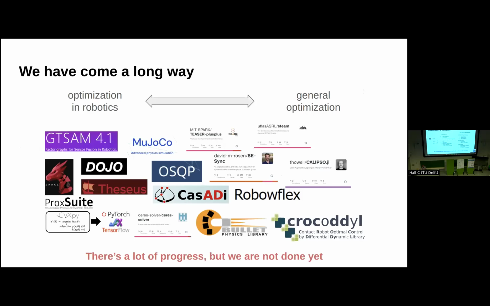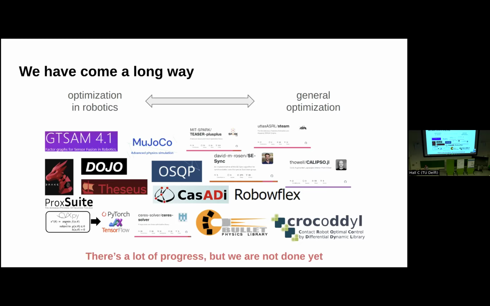And this has led to a lot of great progress. This is a completely non-exhaustive list of just really cool works that have been done in the last decades, going from optimization really specific to robotics to more general optimization tools.